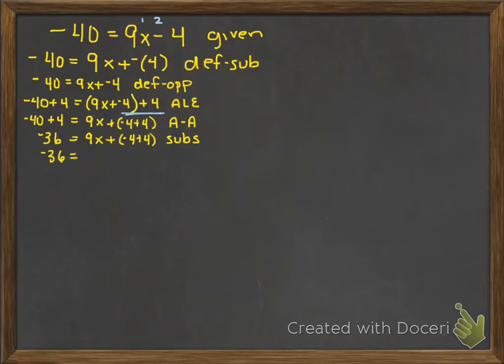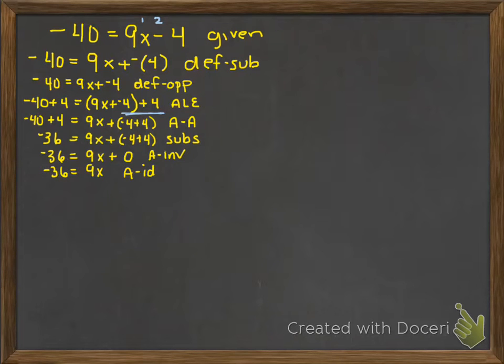And then in this next line I will add the -4 and 4, and -4 plus 4 gives me 0. Of course, that is the property of additive inverse. And then we know that when we add 0 to anything, it just is whatever that anything was, so that's 9x, and that is additive identity.